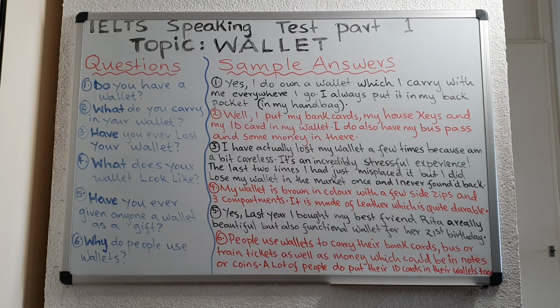And my wallet also has 3 compartments. Now, compartments are the different spaces. A wallet is divided into different parts, compartments, okay? You have a place where you can put coins. You have a place where you can put your bank cards. In the middle, you can put your keys. On the side, you can put your ID card and your bus pass, for example. So these are the different compartments. They are the different divisions in your wallet.